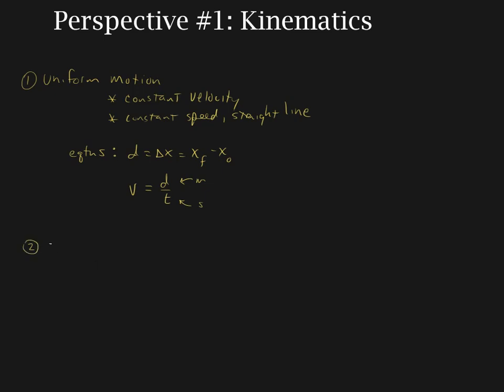The second type of motion that we have is uniformly accelerated motion. Now, this is sometimes referred to as UAM, simply because it's short for uniformly accelerated motion. We're not going to use that terminology. We're just going to say that it's accelerated motion with the understanding that it's uniform acceleration. And basically, what that means is that the acceleration is constant and does not change in time.